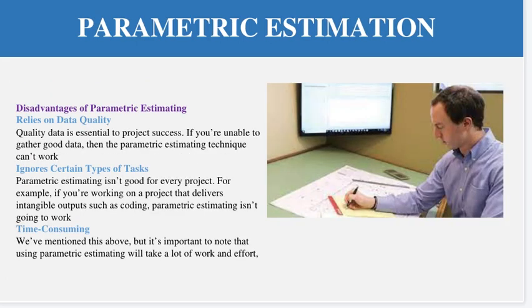The disadvantages of parametric estimation are, first, it relies on data quality. That means if the data is not accurate, obviously the calculation will also be wrong. So data quality is very important. Then again, it ignores certain types of tasks.